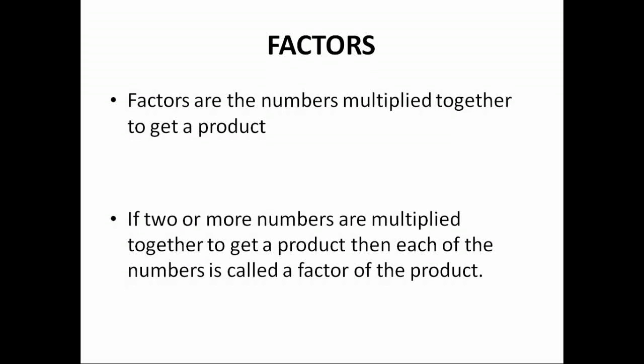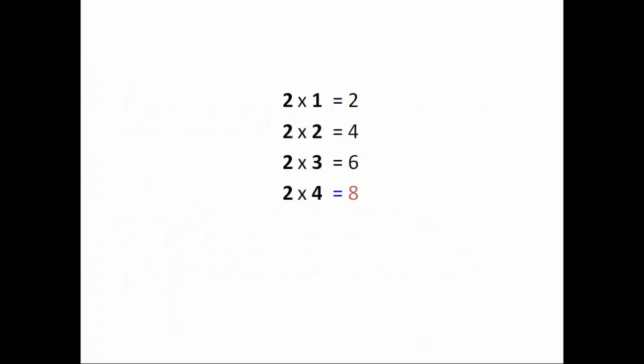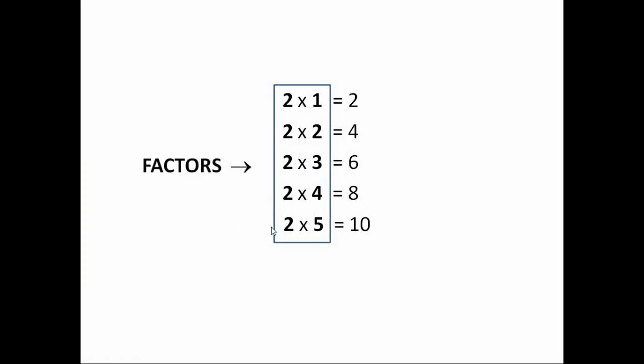Let's look at an example of the multiplication table of 2 to understand the factors. So 2 multiplied by 1 gives us 2. 2 times 2 gives us 4. 2 times 3 gives us 6. 2 times 4 gives us 8. And 2 times 5 gives us 10. Now here we can see two numbers are being multiplied to get the final result, that is the product. So these two numbers may be termed as the factors of the products. So these are the factors. Now in general, any two numbers multiplied together to get a product are the factors of that product.